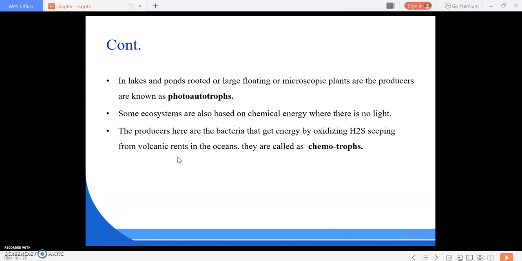Here are the bacteria that get energy by oxidizing H2S seeping from volcanic vents in the oceans. They are called chemotrophs. So without light they create food, and the producers here are the bacteria which oxidize H2S seeping from volcanic vents in the ocean. So these are also called our chemotrophs.